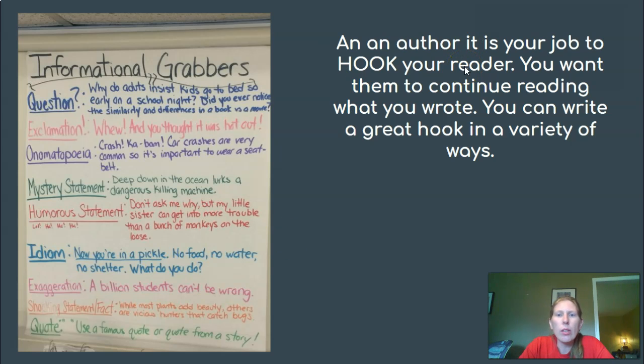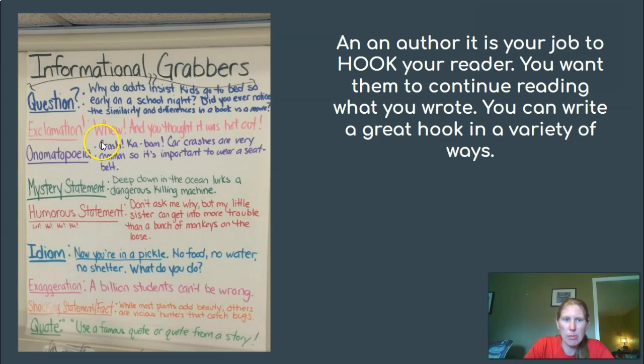So one of the ways you can do it is you can start by writing a question, and here are some examples, which, basically you know what a question is. You're getting them to wonder about something. An exclamation, something exciting. An onomatopoeia. It's a fun word. Onomatopoeia. An onomatopoeia is basically a sound that is written.